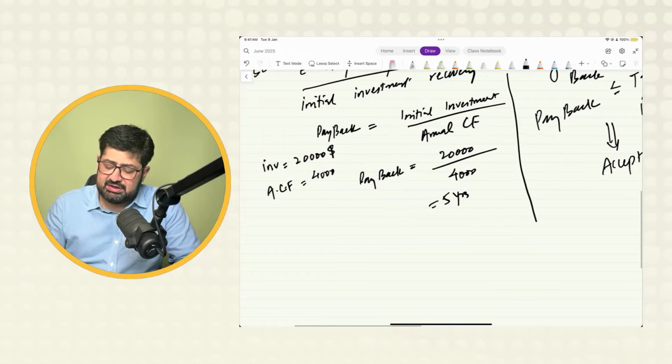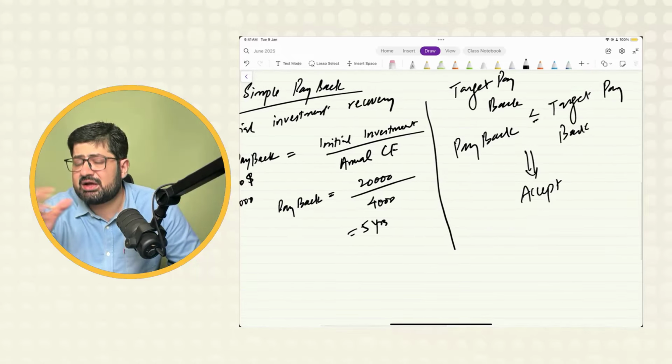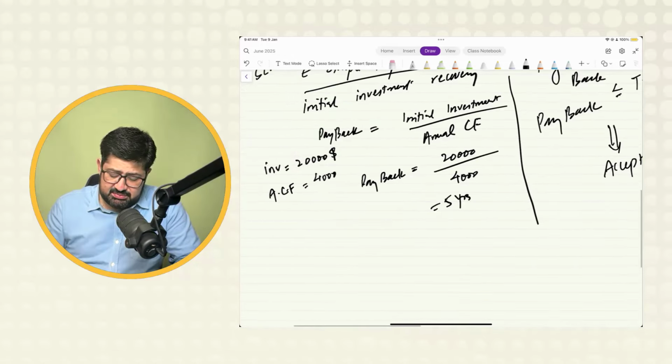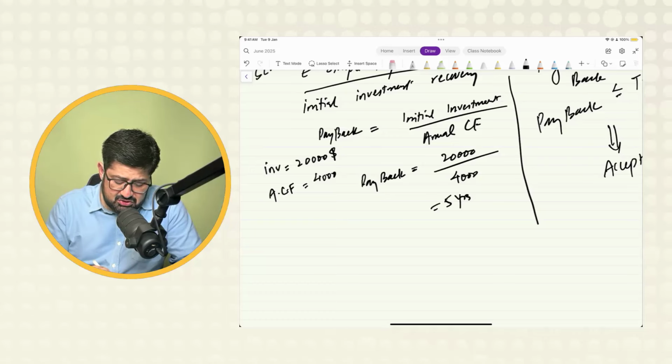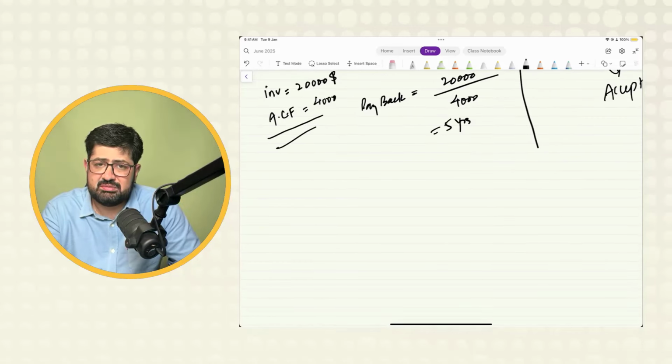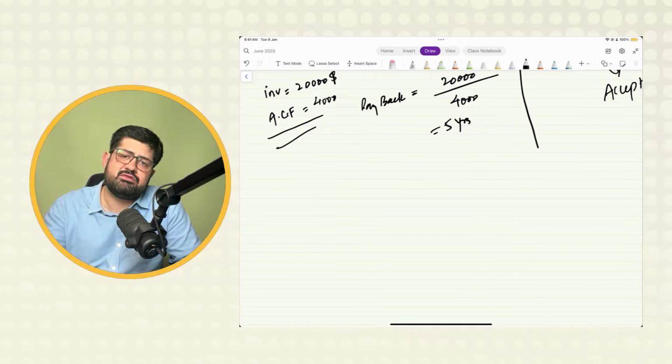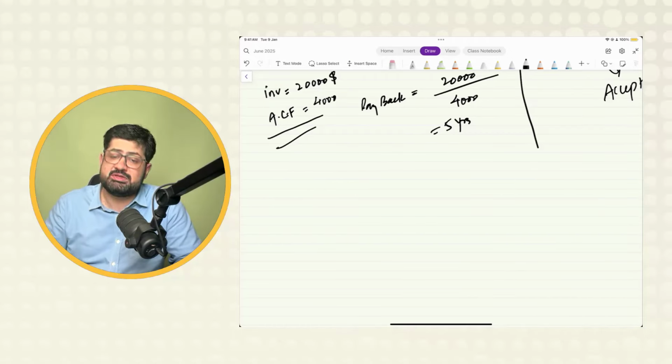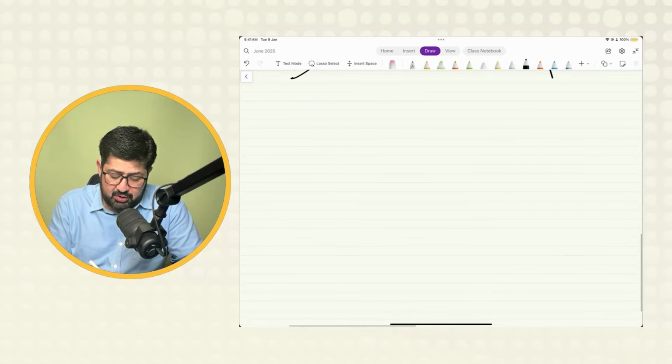Again, the target payback is decided by the company management. Now, sometimes cash flows are not that straight. There are uneven cash flows, meaning not the same every year. Practically speaking, the cash flows vary over the years of a project. They may not be the same. So for example, a project has this cash flow.